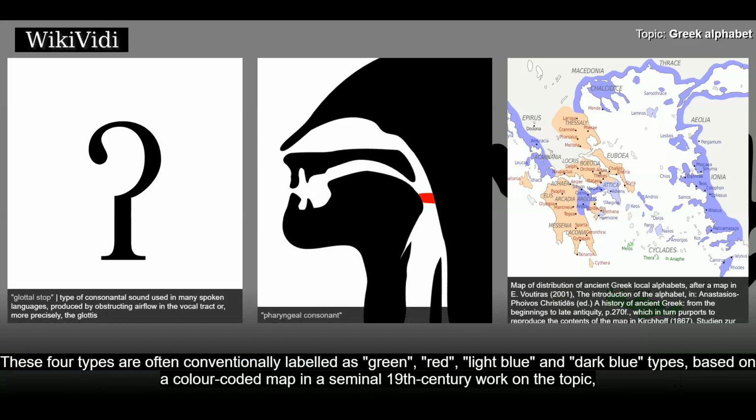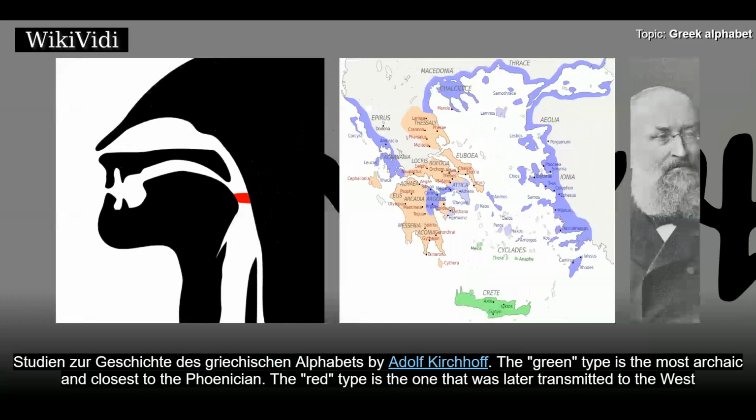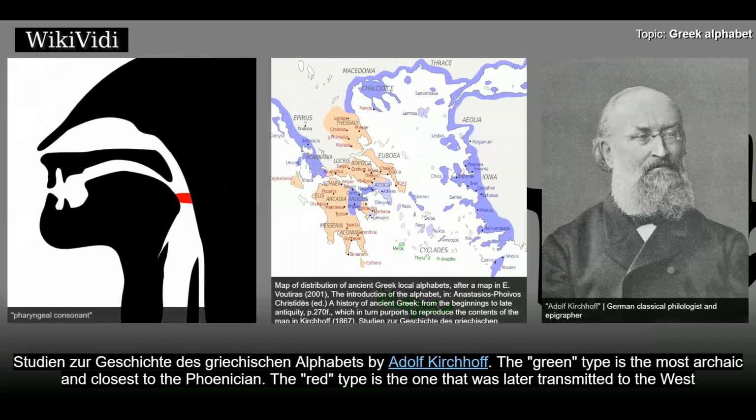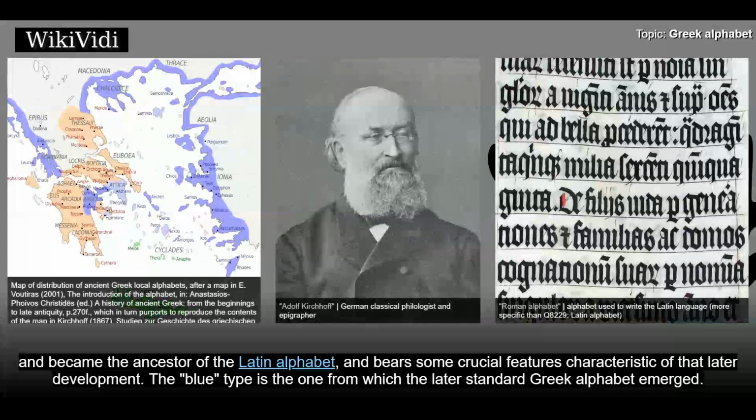These 4 types are often conventionally labeled as green, red, light blue, and dark blue types, based on a color-coded map in a seminal 19th century work on the topic, Studien zur Geschichte des Griechischen Alphabets by Adolf Kirchhoff. The green type is the most archaic and closest to the Phoenician. The red type is the one that was later transmitted to the West and became the ancestor of the Latin alphabet, and bears some crucial features characteristic of that later development. The blue type is the one from which the later standard Greek alphabet emerged.